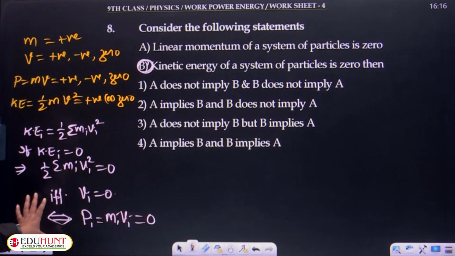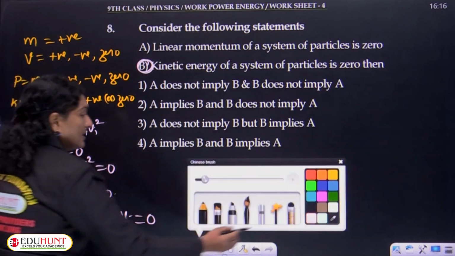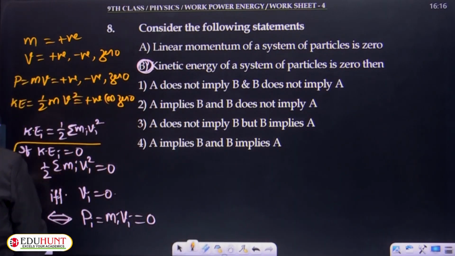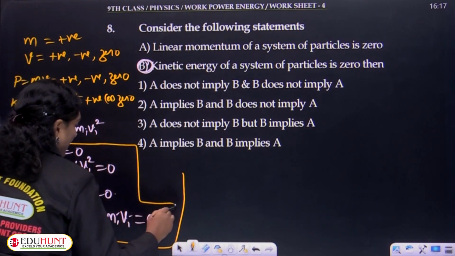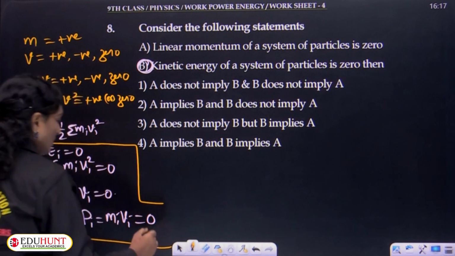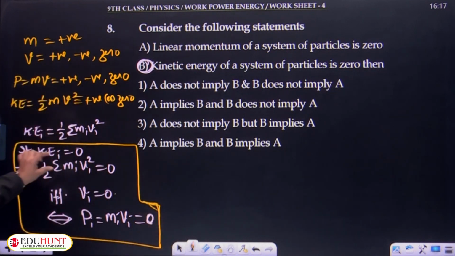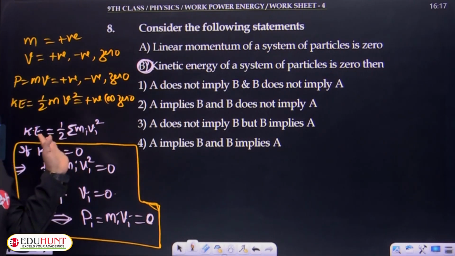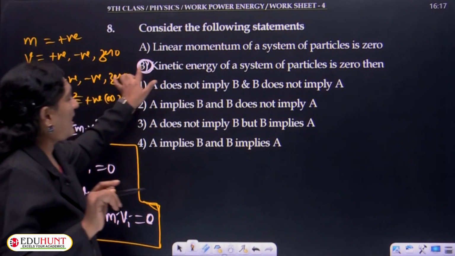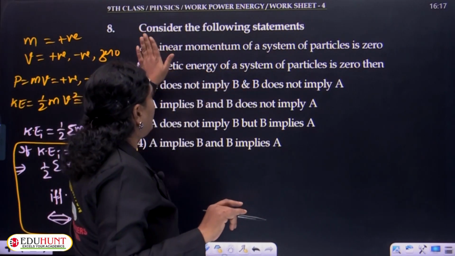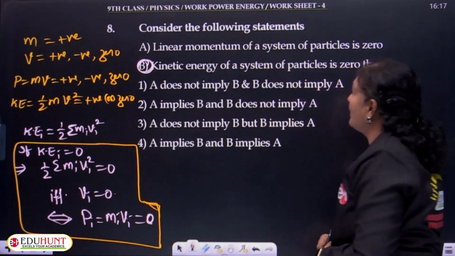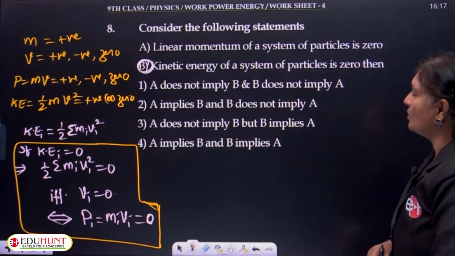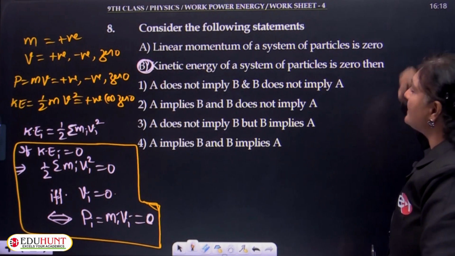So clearly we concluded that if the kinetic energy of a particle is 0, there is a possibility that the momentum of a body can also be 0. This is what we have cleared. So if the kinetic energy of a system of particles, statement B, is 0, then the linear momentum of the system of particles can be 0. This implies B implies A.